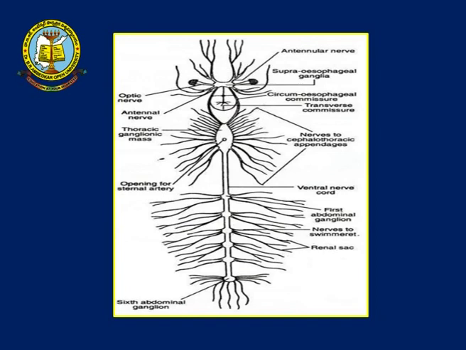Now, when you are talking about the last ganglionic mass, that is the 6th ganglionic mass on the abdominal segment, it gives rise to nerves to flexor muscles, nerves to the uropods, that is the last swimming part of the segment, the uropod. It also gives rise to the telson muscles, and also to the hind gut of the prawn. So, this is the peripheral nervous system of the prawn.